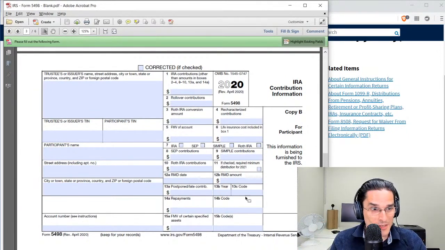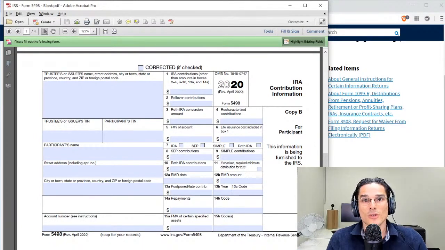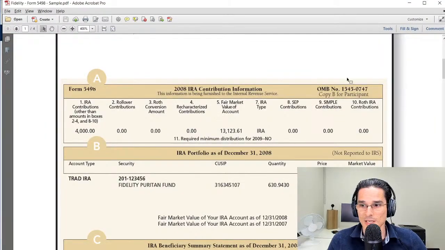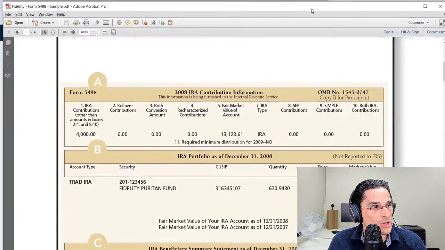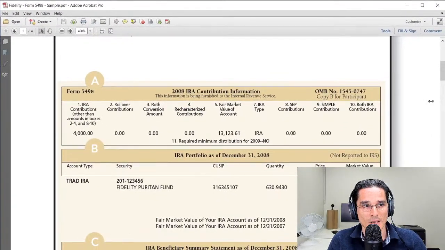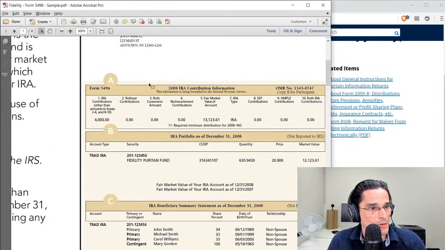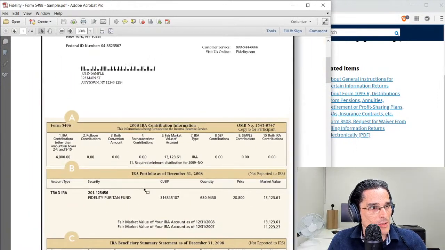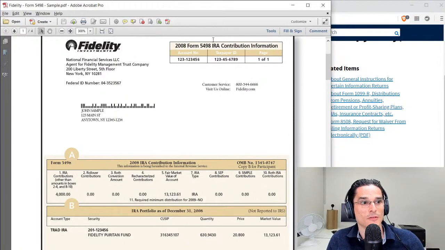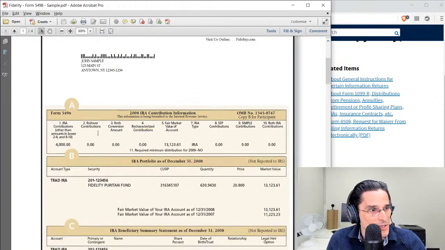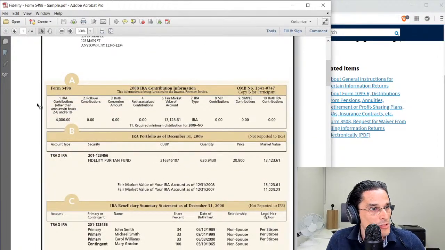If you believe the IRS, this is what it looks like. But in reality, these can look a little bit different. I pulled up some samples for you guys so you could see how these things can actually look in the wild. And you could see here that this is a sample from Fidelity. It's a little bit different, but you'll see it's still Form 5498, and it has information about retirement accounts. And let's take a look.